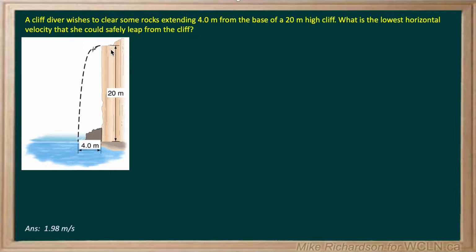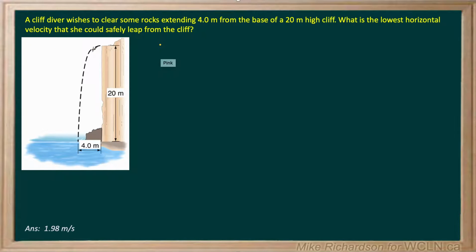We've got a diver leaping off the edge of a 20-meter high cliff, and we're trying to figure out what initial horizontal velocity he has to leap off at so that he just clears this 4-meter set of rocks extending from the base of the cliff. Now, once again, we'll set up our problem both in the X and in the Y direction independently. So let's set up our horizontal and our vertical and see where this leads.